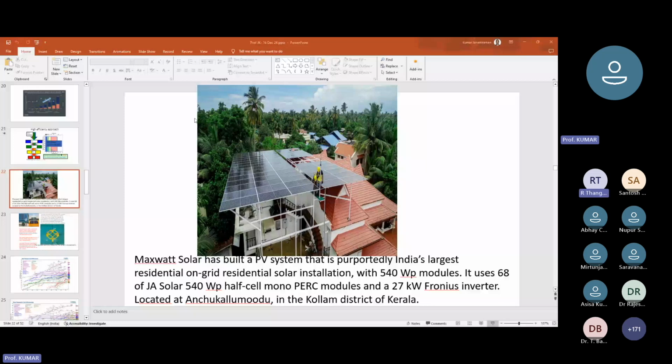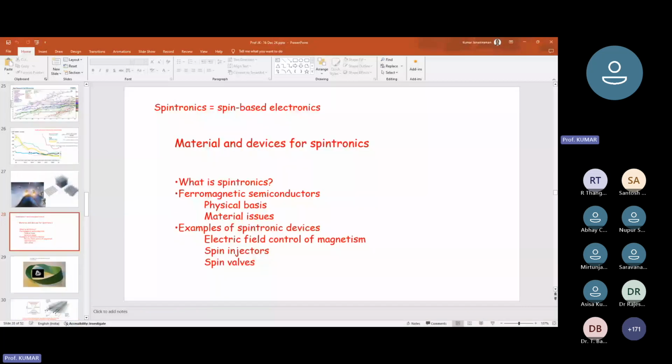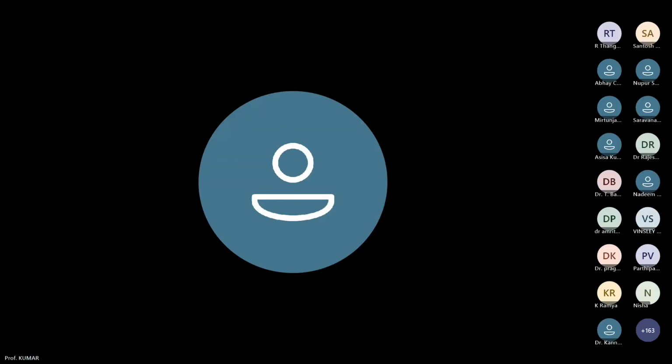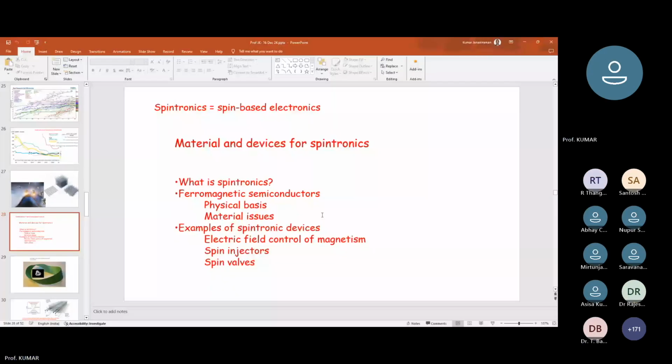Sir, yes, they're not moving, sir. The slide is not moving, sir. Now, are you seeing? No, sir, not changing. Okay. Now still the solar panel only is available, sir. Okay. I don't know what is happening. Suddenly there is this problem. Now, are you seeing some spintronics? Yes, sir, available, sir. Now.